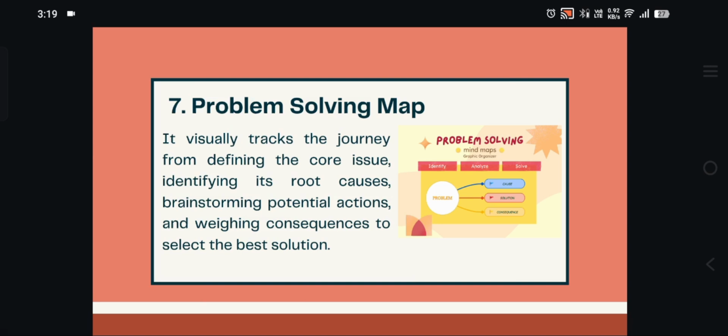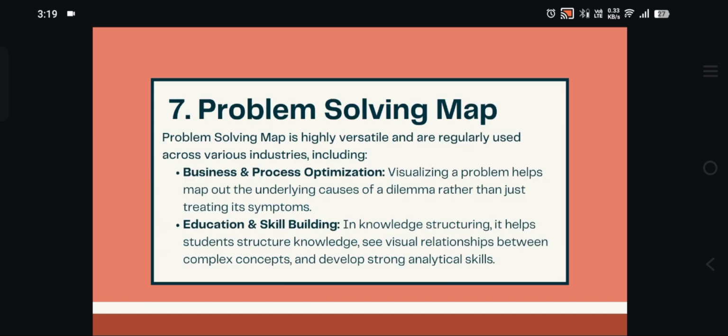This helps you to achieve your goal through a logical sequence of steps like identify the main problem, make the best decision, and reflect and review to evaluate if your solution really works. Next, the problem-solving map is highly versatile and is regularly used across various industries including business and process optimization, education, and skill building.